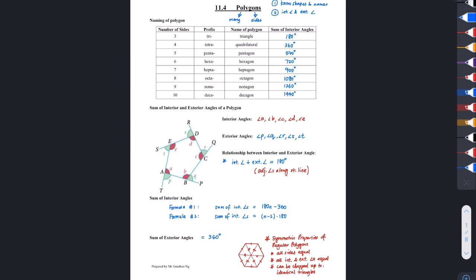One more time, the important points to take note of are the relationship between interior and exterior angles. Your sum of interior angles, choose one formula to use. For me I prefer formula number 2, but if you like formula number 1, just use it. Then you have your sum of exterior angles, which equals 360. They will form a circle. And your symmetric properties of regular polygons. So these are the few points regarding polygons that you need to know. And that's it for polygons.